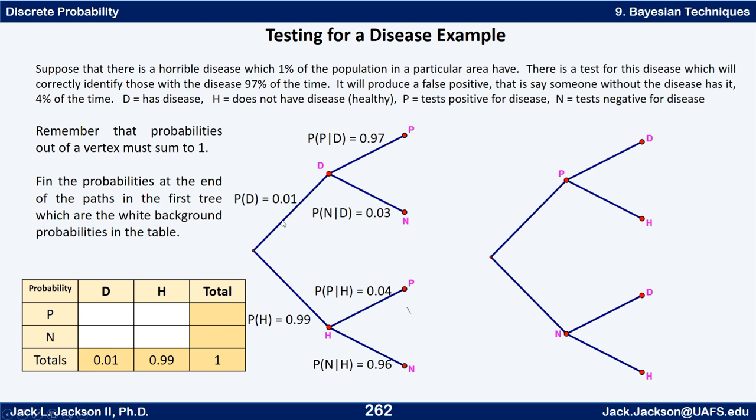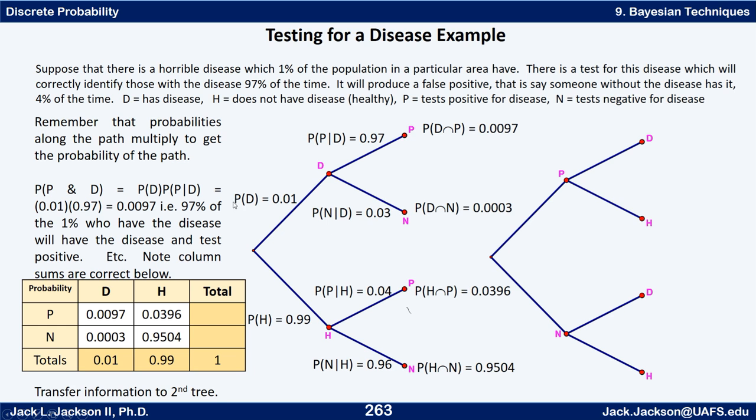Okay. Well, hopefully you remembered that to find the probability of the path, we just multiply the probabilities along the path. This is the basic definition of conditional probability, which allows us to do that. So we know that 0.01 times 0.97 is the probability that we get both diseased and positive results. Okay, and so forth. We could do that for each one of these. So 0.01 times 0.97 is 0.0097. 0.01 times 0.03 is 0.0003. 0.99 times 0.04 is here. 0.99 times 0.96 is here.